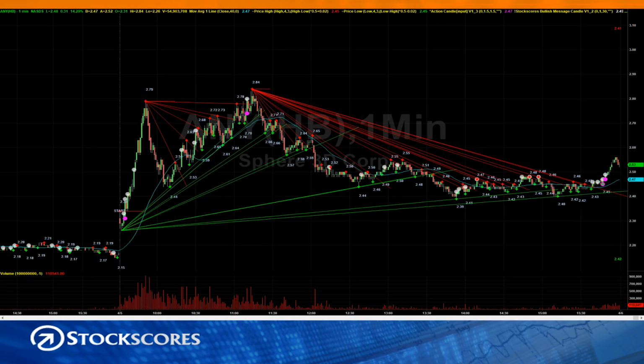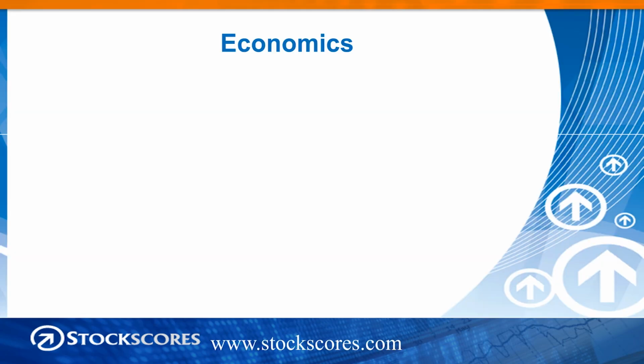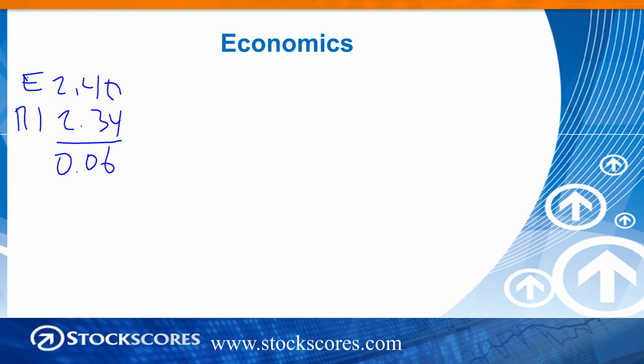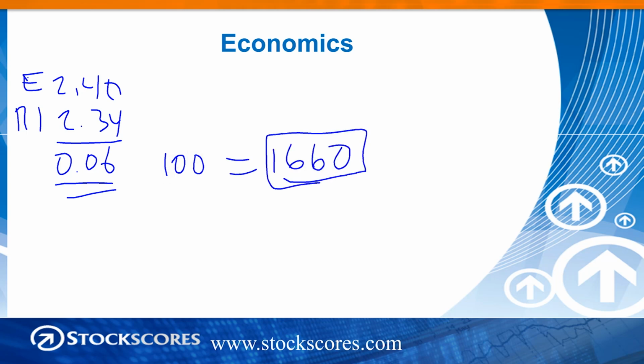Now let's just take a quick look at the economics of this. So our entry price was 240, that's the entry. The risk management price, we call this R1, is $2.34, giving a risk of $0.06 a share. And if we divide that into 100, it equals 1,660 shares in that position.